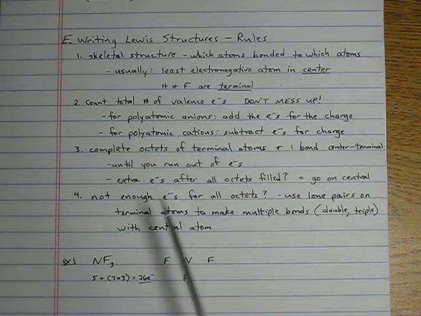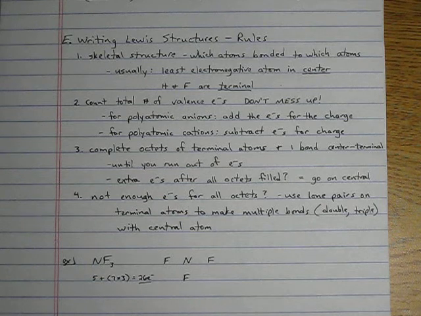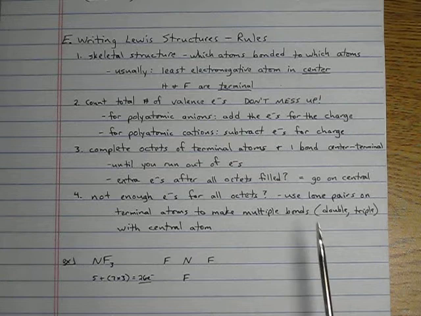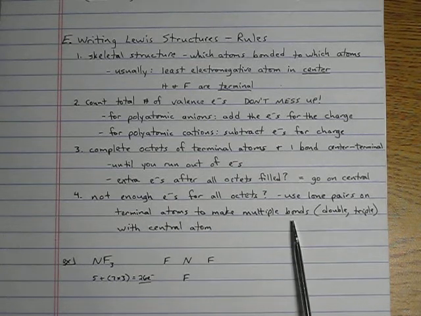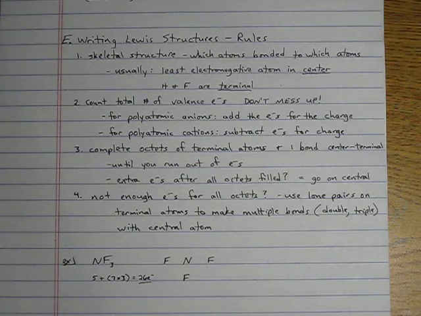What if after doing that you find out some of your atoms, specifically your central atom, does not have its octet? Well, then you can use some of the lone pairs on the terminal atoms to make a multiple bond, double or triple bond with the central atom. Okay, those are the basic rules. Let's go through a number of examples so we can see what's really going on here.